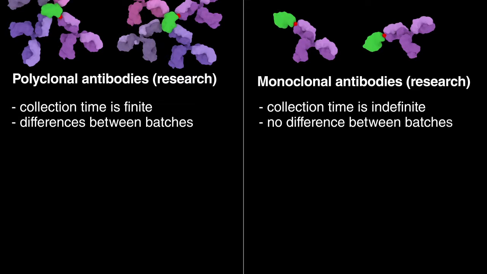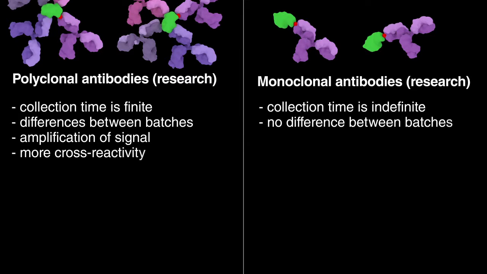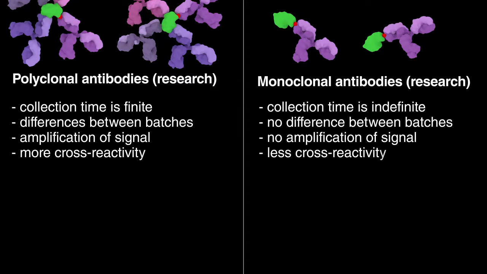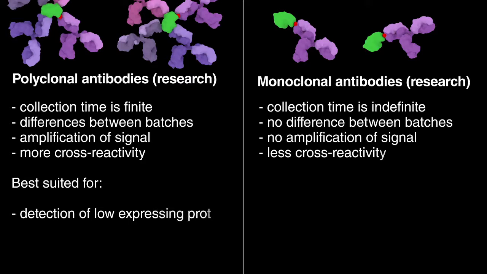Since polyclonals can recognize multiple sites within a protein, they can amplify detection signals, but they also then cross-react more with non-specific proteins. Monoclonals, on the other hand, do not amplify detection signals as well, but provide a lower signal-to-noise ratio due to their higher specificity. As a result, polyclonals are better suited for detecting proteins that are expressed at low levels.